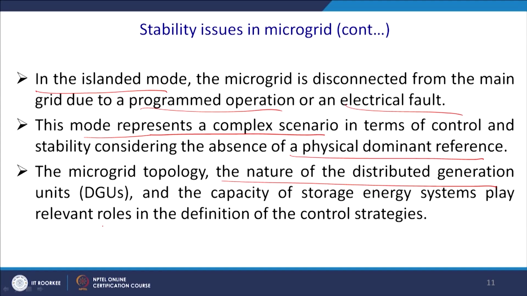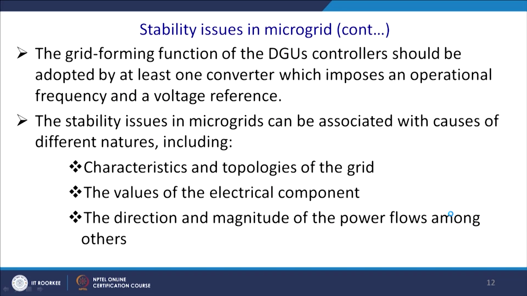The microgrid topology, the nature of the distributed energy units and the capacity of the storage system play a relevant role in the definition of the control strategies. Now, we are continuing with the stability issues of the microgrid. It is a quite important aspect.